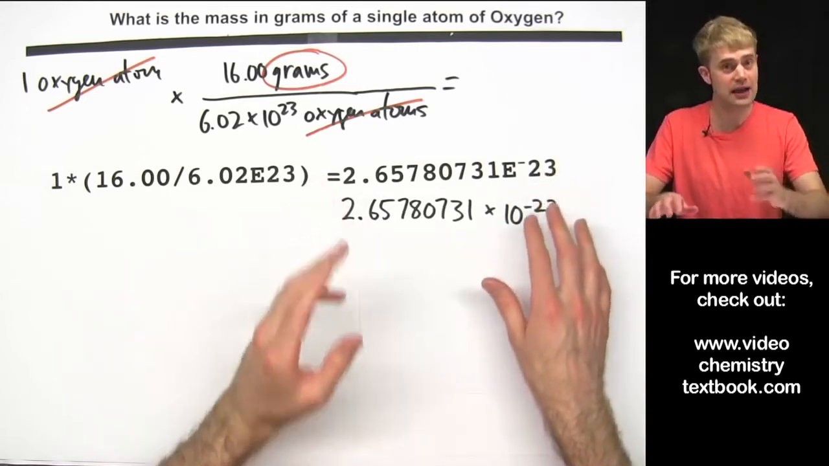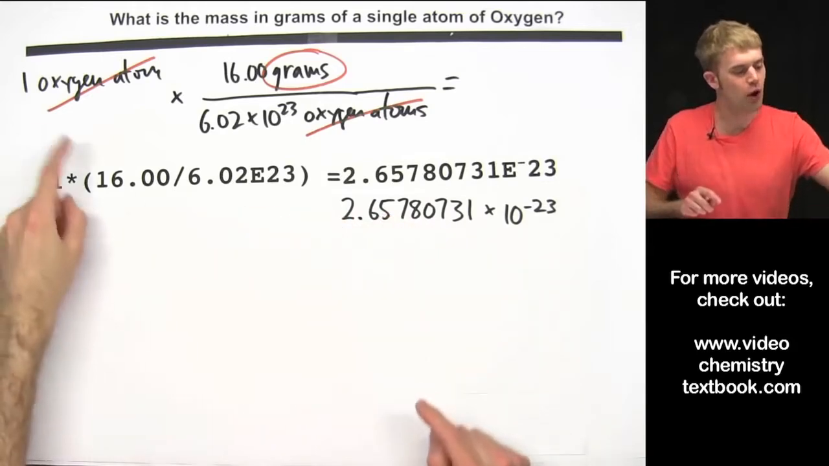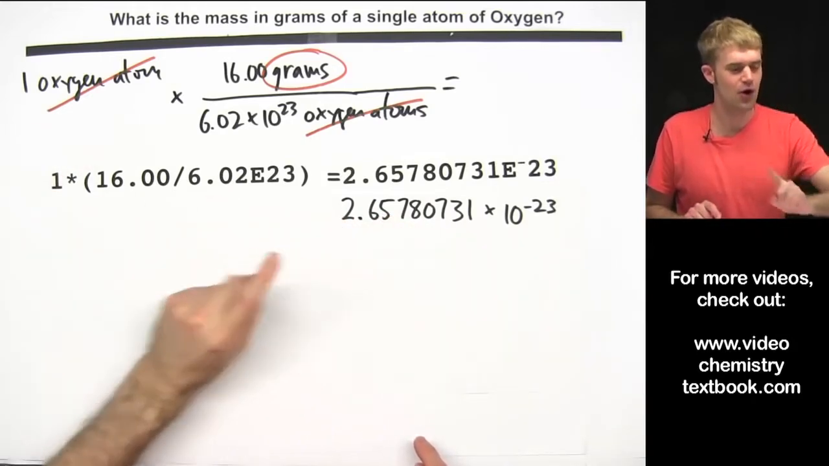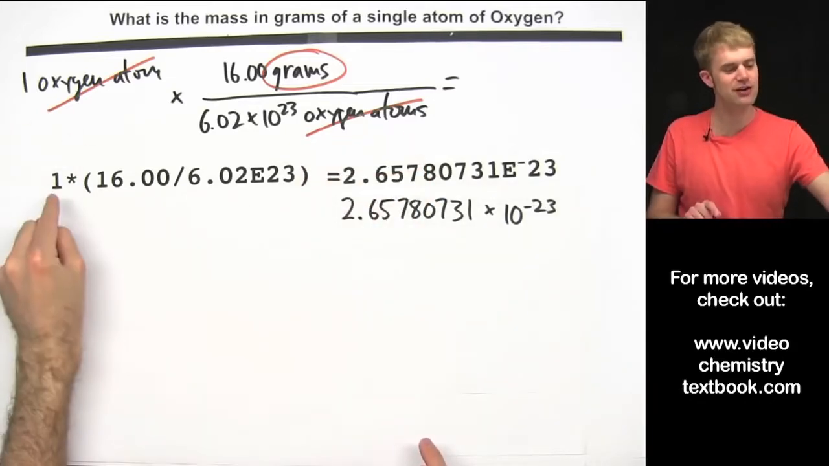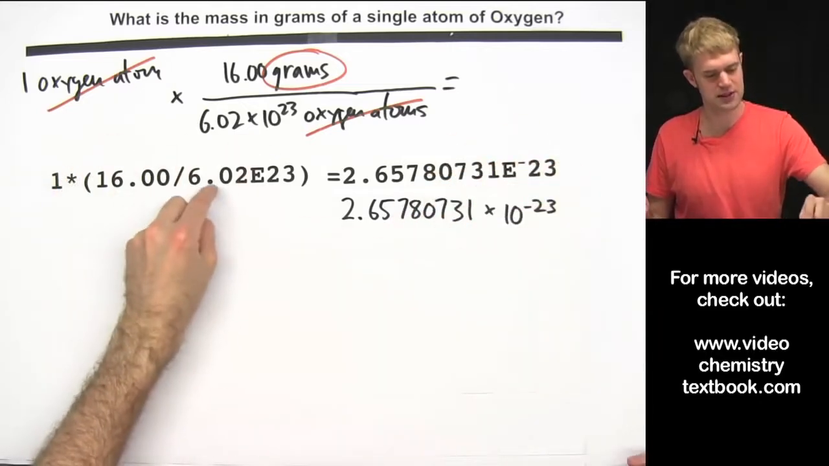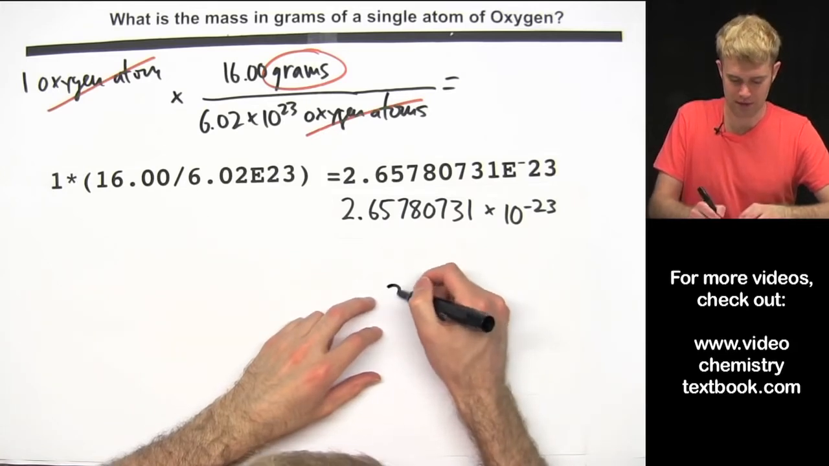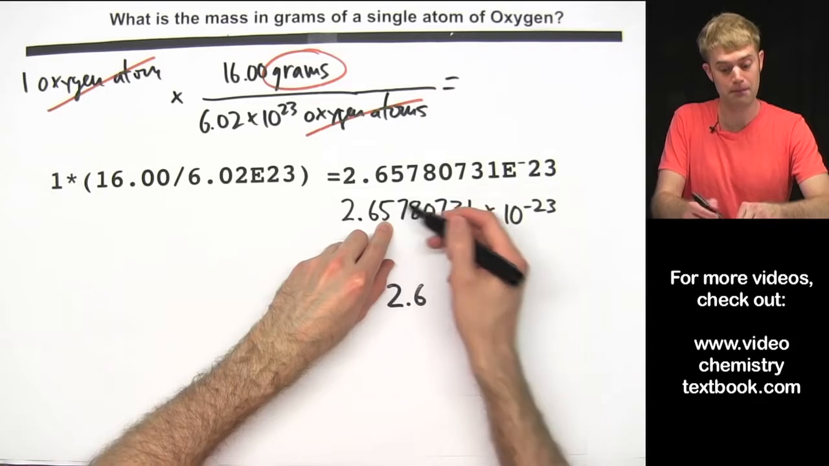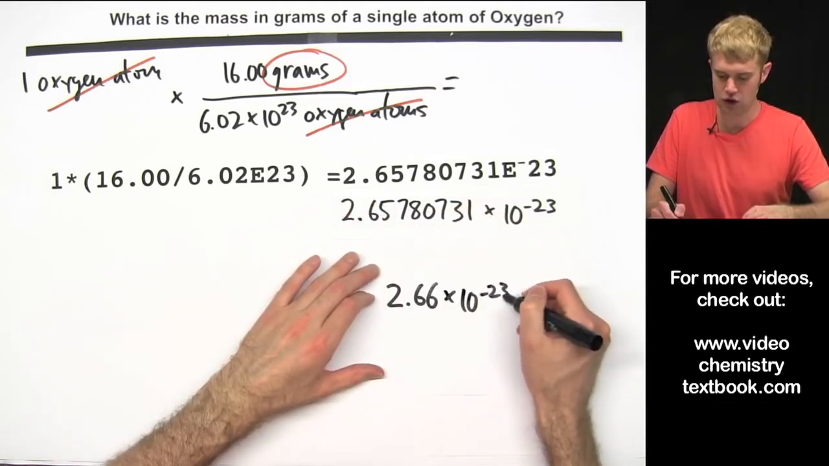And then we're going to want to take this number and round it to 3 significant figures. We don't worry about the significant figures in 1 here because this is a counting number. We're saying 1 oxygen atom, it's not a measurement. So this has an infinite number of significant figures. We're going to round this to 3 significant figures because there are 3 in 6.02, which has the fewer number of significant figures. So we round this to 2.66, since we have the 5 here and we round it up because of the 7. 2.66 times 10 to the negative 23rd.